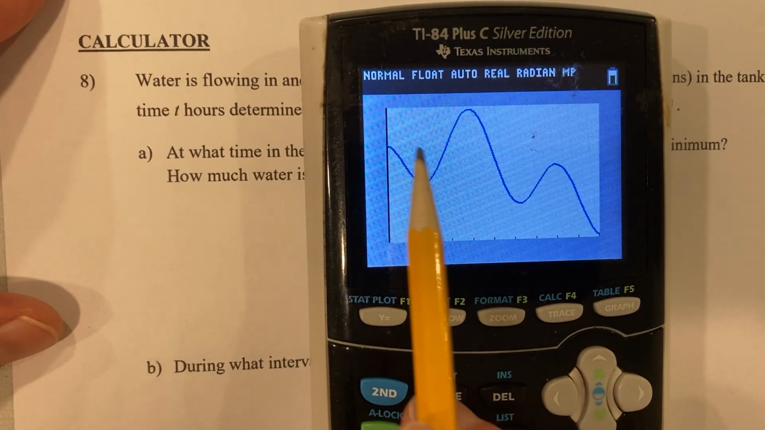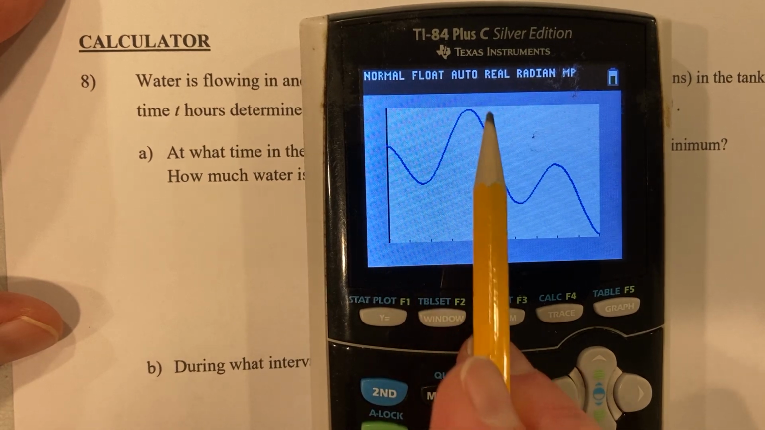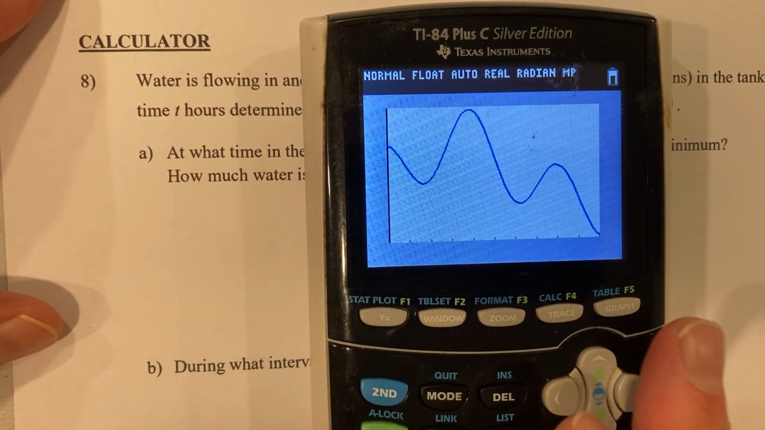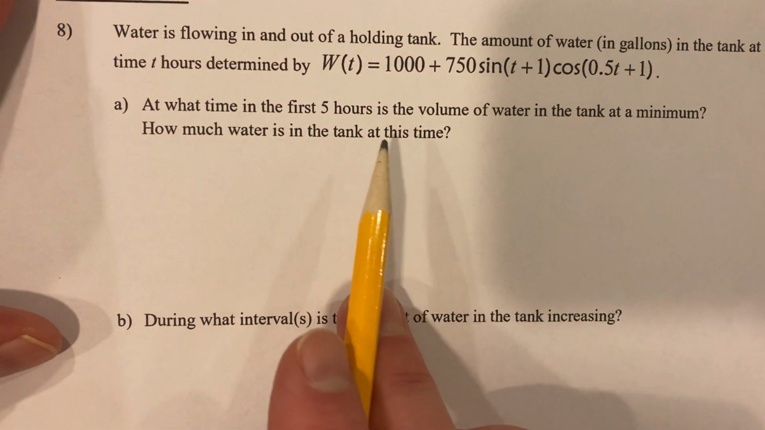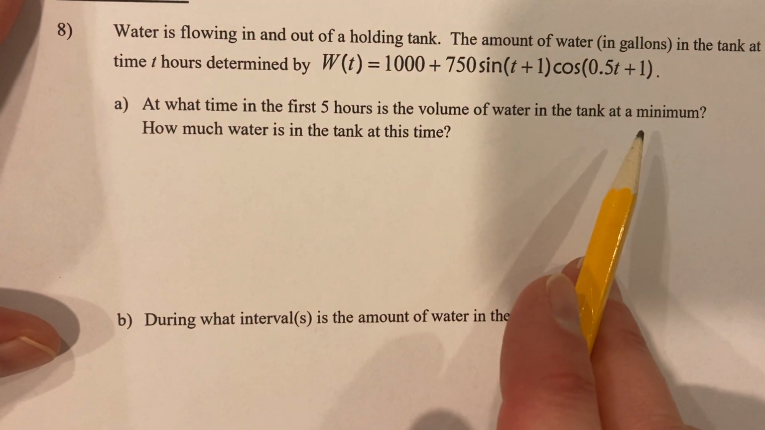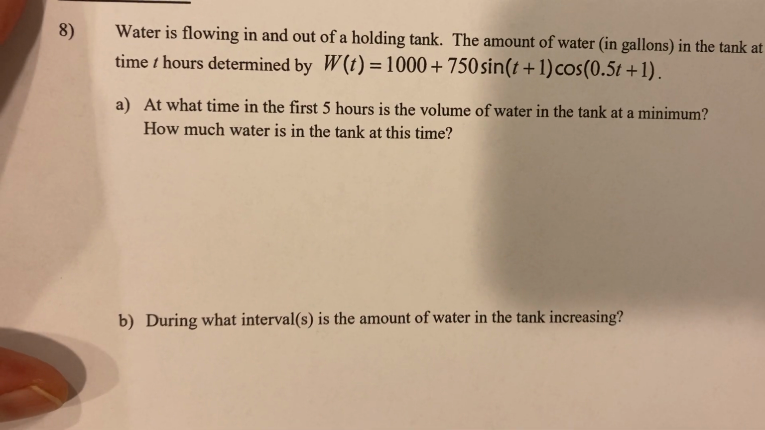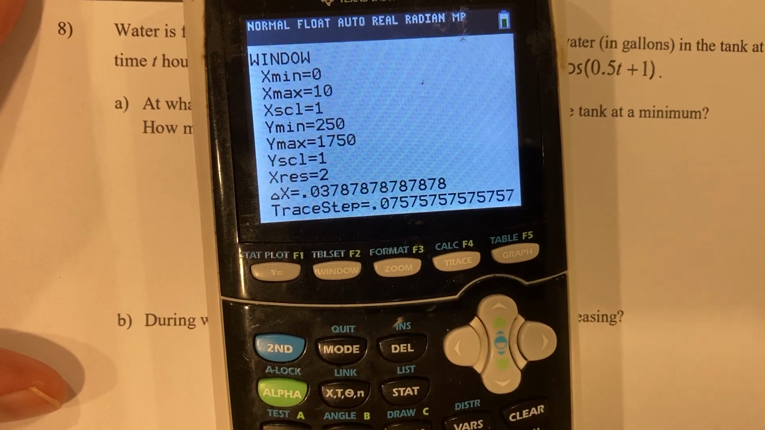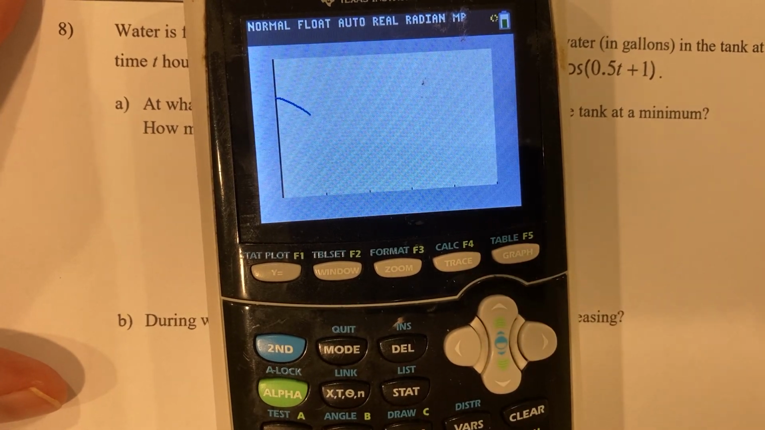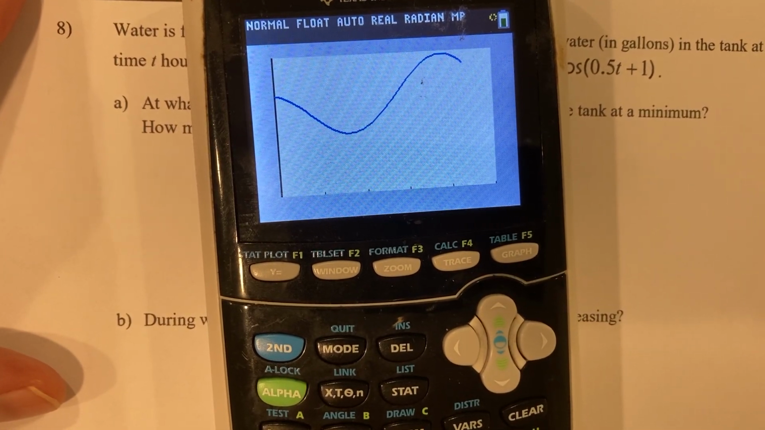All right, so you can see the volume going down, then coming up, then down, and then up, then down again. All right, so the first question says, at what time in the first 5 hours is the volume of the water in the tank at a minimum? So what I want to do now is I want to close this up a little bit. Let me go from 0 to 5 now. Okay, look, and here's what the water is doing up and down.